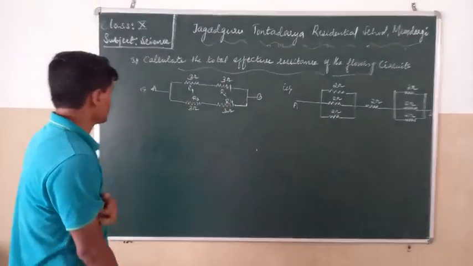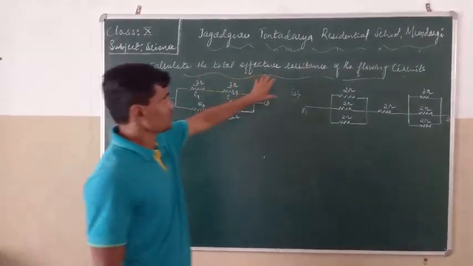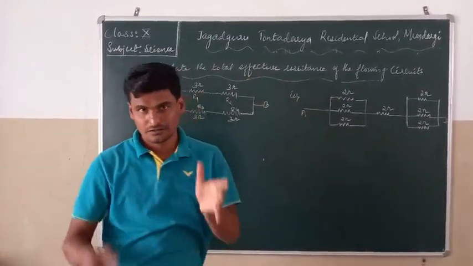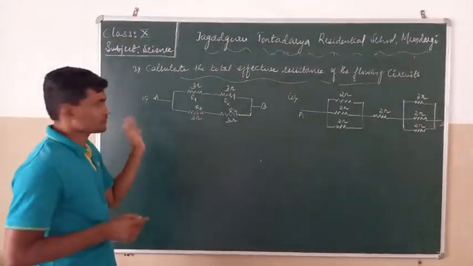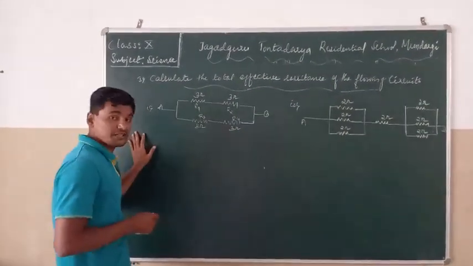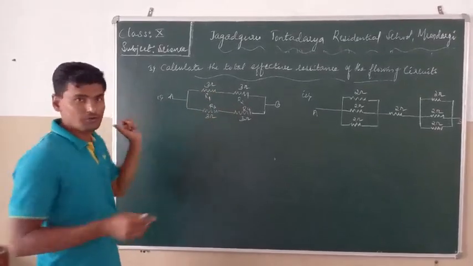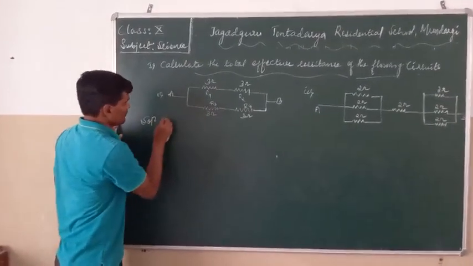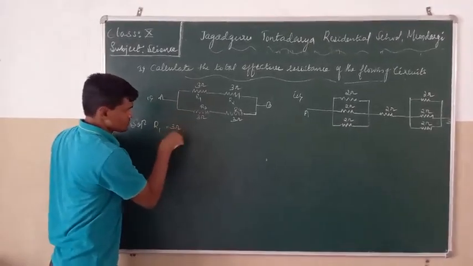Okay, the first one. So listen here. What will they ask you? Calculate the total effective resistance of the combination. In case of circuit 1, there are 2 terminals, A and B. How many resistors are there here? 4: R1, R2, R3, R4. What do you have to do? So, solution. What are we given? R1 equals how many ohms? 3 ohms.